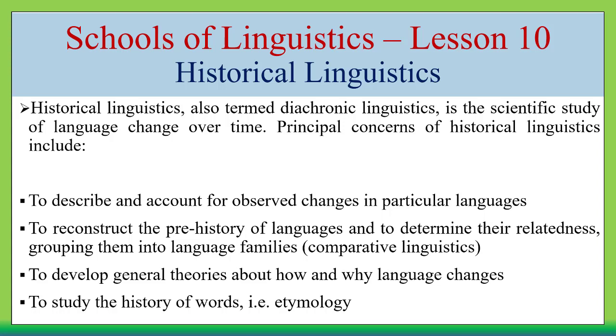Principles of historical linguistics include: these are the principles behind historical linguistics theory. They basically study language from the historical point of view, to describe and account for observable or observed changes in a particular language. So they account for anything that is observable, including, for example, sound change or vocabulary; to construct the prehistory of languages and to determine their relatedness, grouping them into language families, etc.